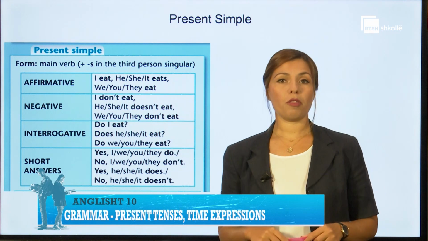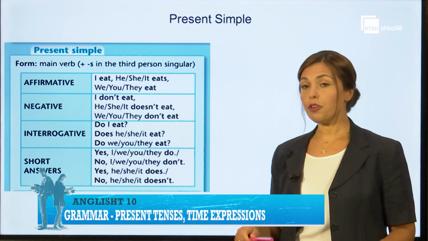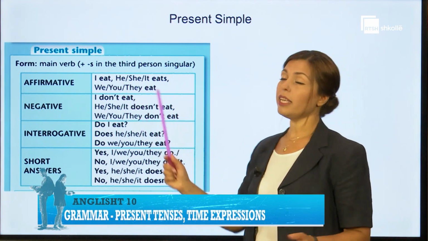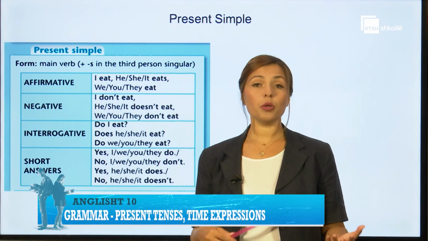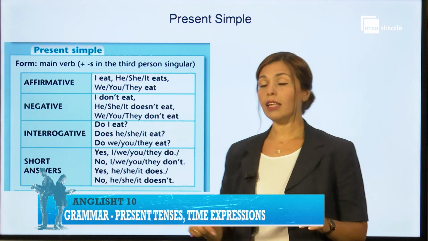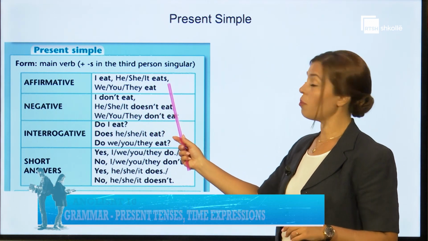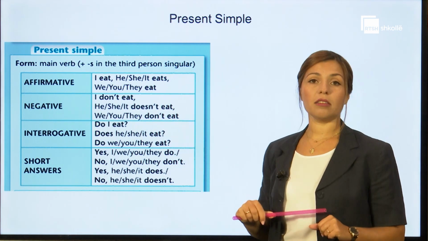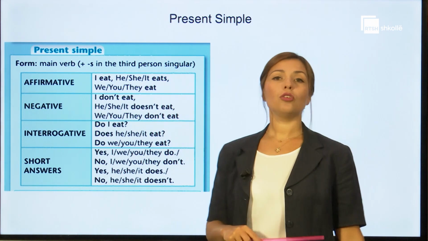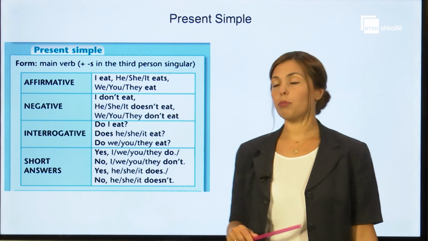How do we form the present simple? We take the verb as it is, for example, eat, and we say, I eat, you eat, he, she, and it. In the third form, it's... So we put an S in the end. We eat, you eat, they eat, simply.